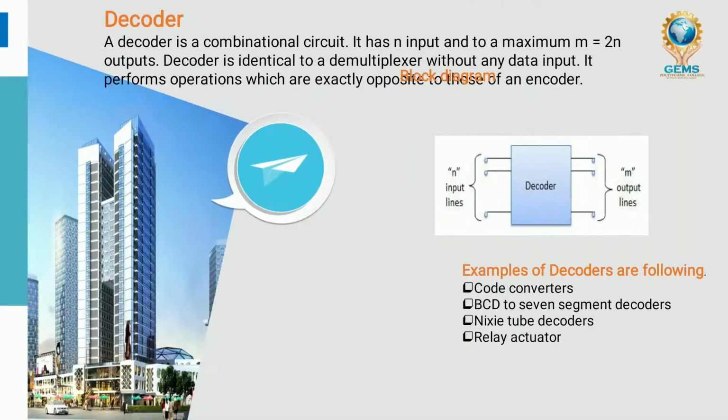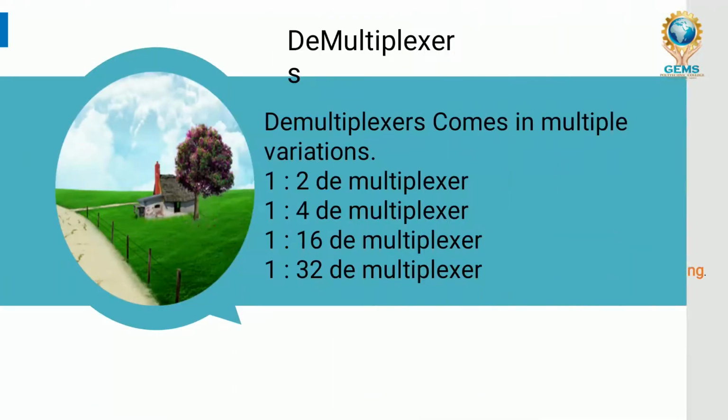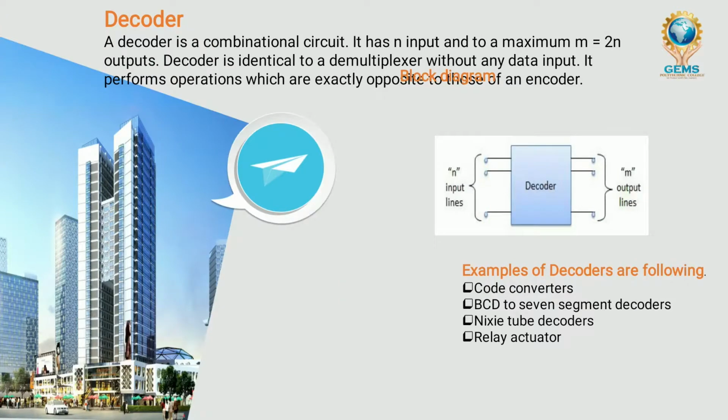Where are we using the demultiplexer? Simple. Before going to talk about the decoder, we use the demultiplexer in communication systems, arithmetic logic units in a computer, and serial to parallel converters. Serial means one, parallel means many at the same time. So when you are doing this type of operation, we will use the demultiplexer. So these are the variations: 1:2 demultiplexer, 1:4 demultiplexer.